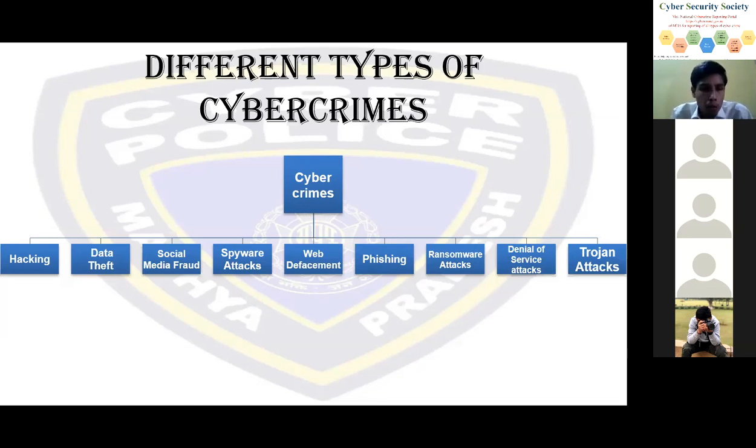Another is social media crime. These are crimes dealing with social media applications like Facebook and WhatsApp, and crimes like fake profiles are included in social media crime. Spyware attacks are attacks carried out through various applications to spy on customers, to spy on us. So these are spyware attacks.